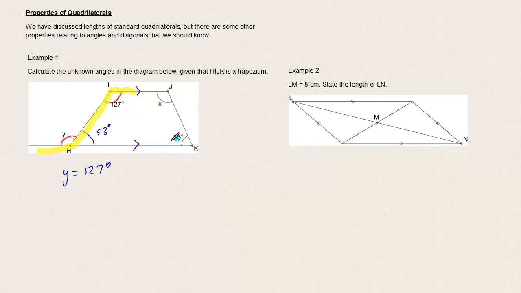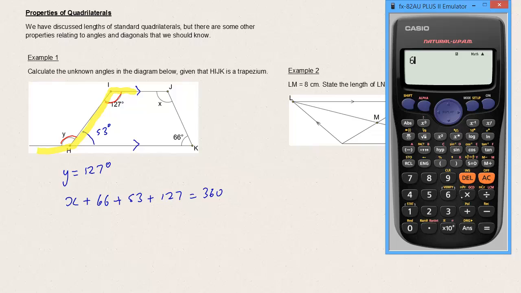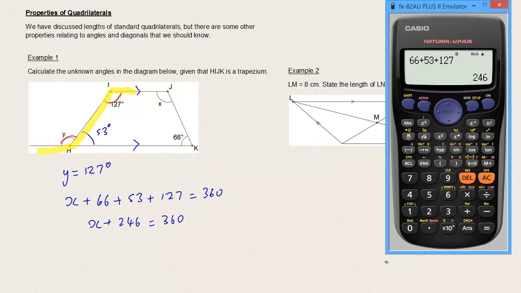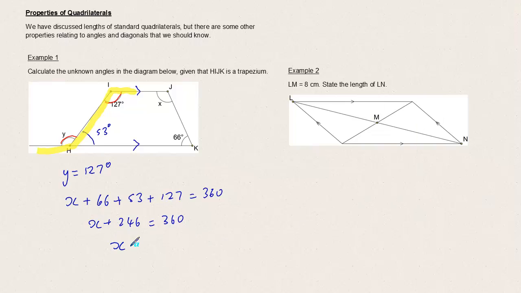Now we know the four angles of the quadrilateral are going to add to 360, so that's x, add the 66, add the 53, add the 127 is 360. So if we do 66, add 53, add 127, that gives us 246. And then we'll just take away 246 from each side, and we get 360 take away 246, giving us 114 degrees.